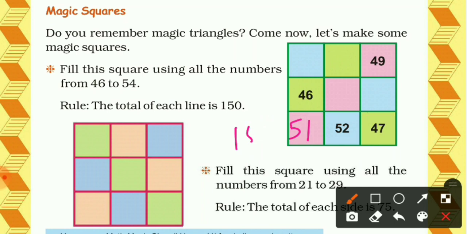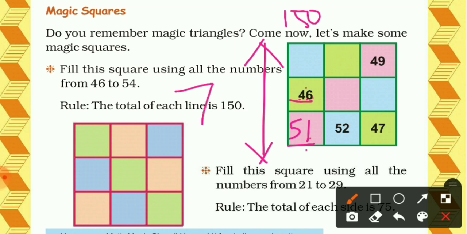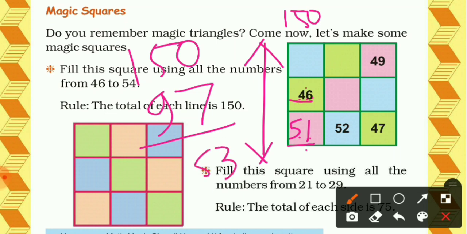Now come to the second box. Second box means now we will check vertically. We have 46, we have 51, and the total sum is 150. Remember? We have two numbers, 46 and 51. Just add them. 6 plus 1 is 7 and 5 plus 4 is 9, so 97. Now subtract this 97 from 150. You will get 3 here and 5 here. So here we got 53. Clear? So we have filled two boxes.